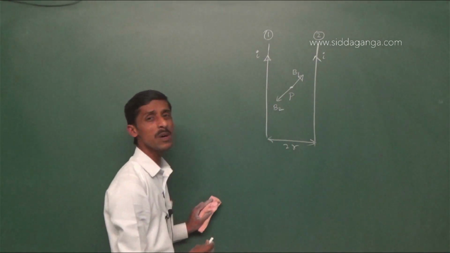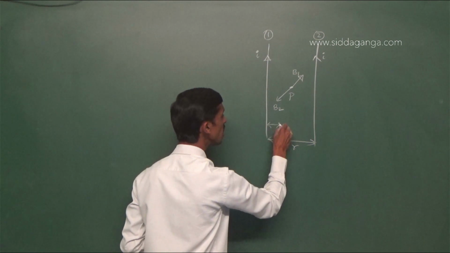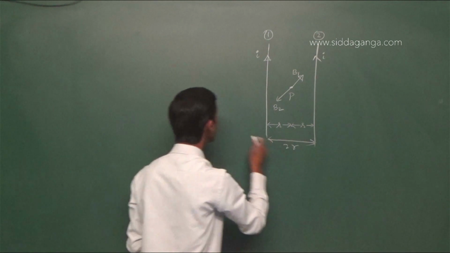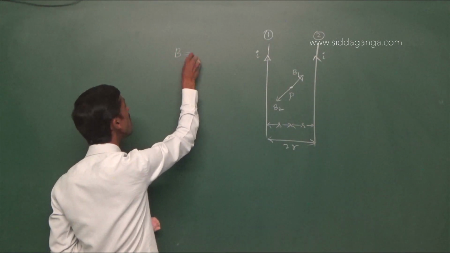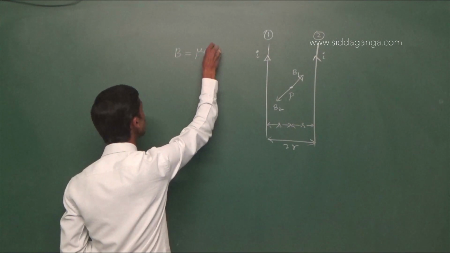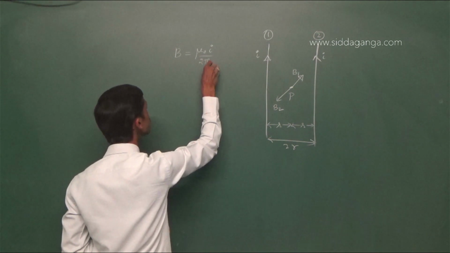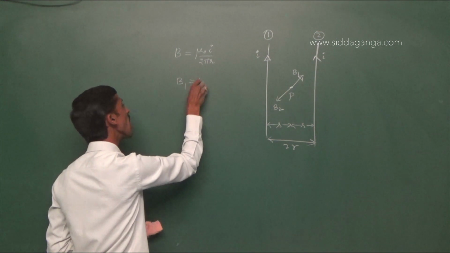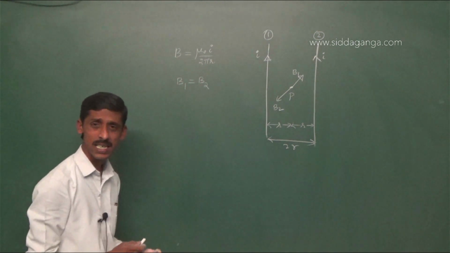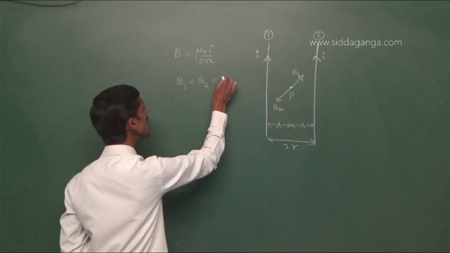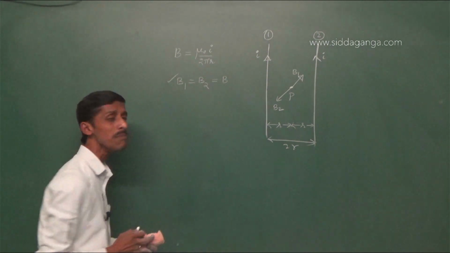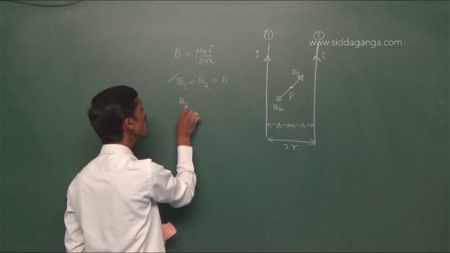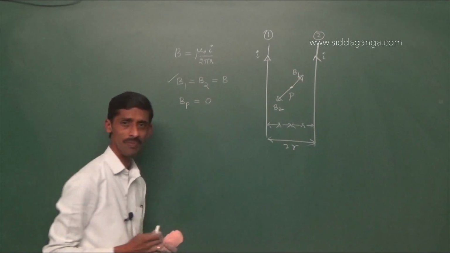The distance of the point from the two conductors is the same, as it is mentioned to be the midpoint. The magnetic field at a point due to a long wire is mu naught I by 2 pi r. As both conductors carry the same amount of current and the point is at the same distance, both fields are equal in magnitude and opposite in direction. So the net magnetic field at the midpoint will be 0.